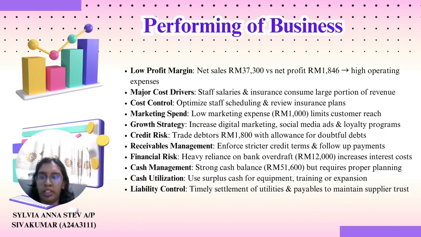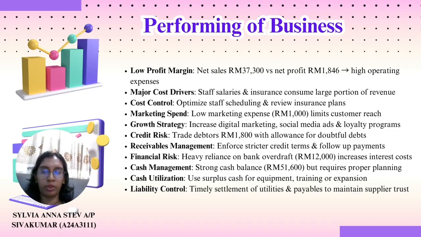Bubble Brew relies heavily on a bank overdraft of 12,000 ringgit, which increases financial risk due to interest charges. Improving receivable collection and controlling unnecessary expenditure can reduce overdraft reliance and strengthen financial stability. Despite holding a strong cash balance of 51,600 ringgit, effective cash management is essential. Regular cash flow forecasts and budgets can ensure efficient use of funds, while excess cash could be reinvested in equipment, staff training, or business expansion.